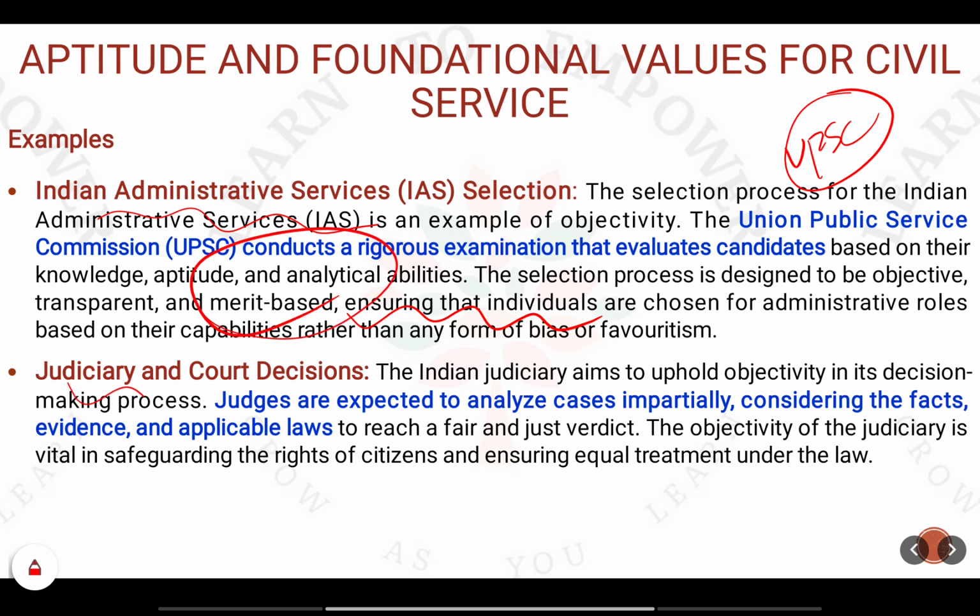The same goes with the judiciary and court decisions, right? The judge is expected to be what? Impartial. The judge is expected to give the judgments based upon evidence presented to him.